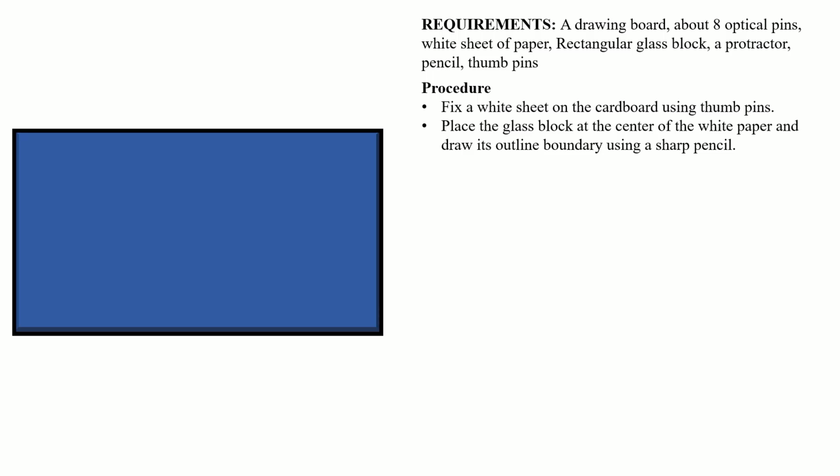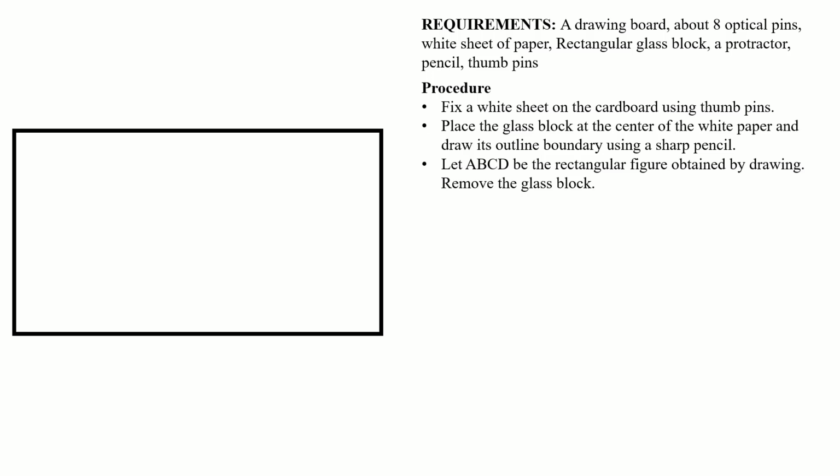Now the next step says let ABCD be the rectangular figure obtained by drawing. The edges might not necessarily be smooth in your diagram, they might not be actually sharp like this, but you might have something like this, so there's no problem. So we are going to label our rectangle ABCD.